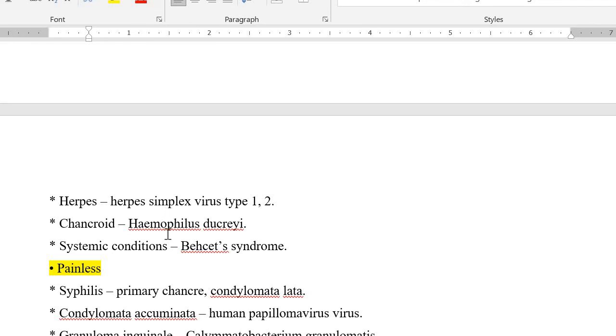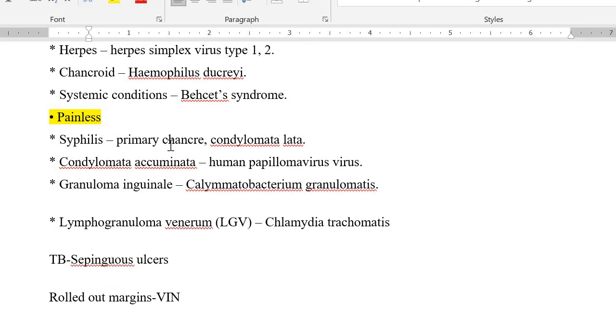If they are painless ulcers, it can be primary syphilis, which is the chancre, or in the condylomata later. Then condylomata acuminata are also painless. Granuloma inguinale is also painless. And chancroid, caused by Haemophilus ducreyi, is going to be painful.